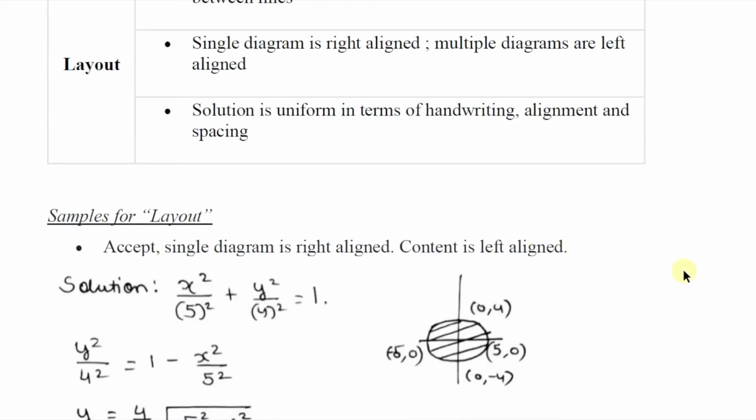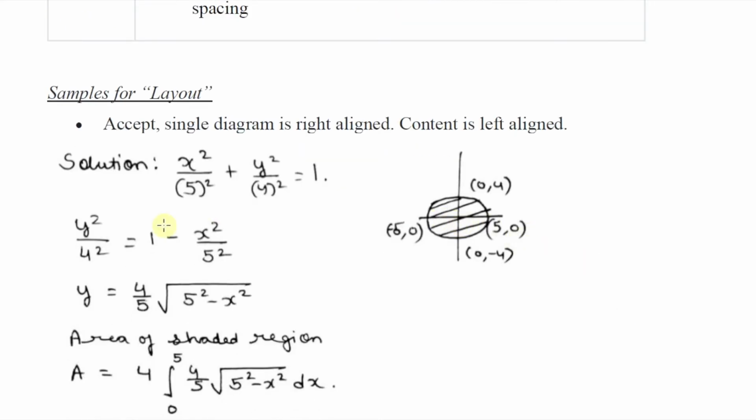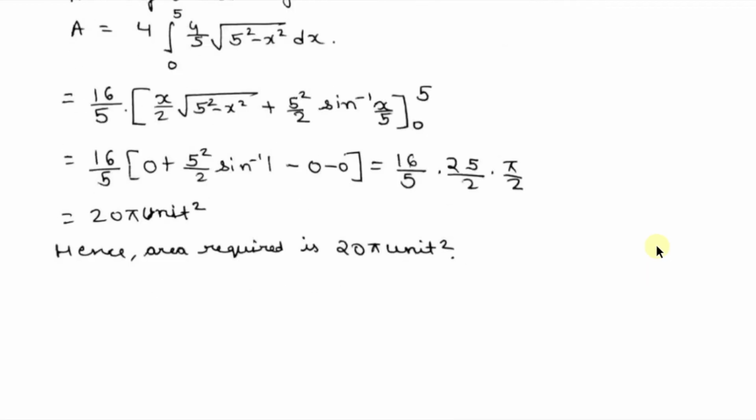If you'll see some samples, here we'll see this answer we have to accept because this is a single diagram, and here it is right aligned and solution is left aligned. So content is left aligned and solution is right aligned, so we can pass this answer.